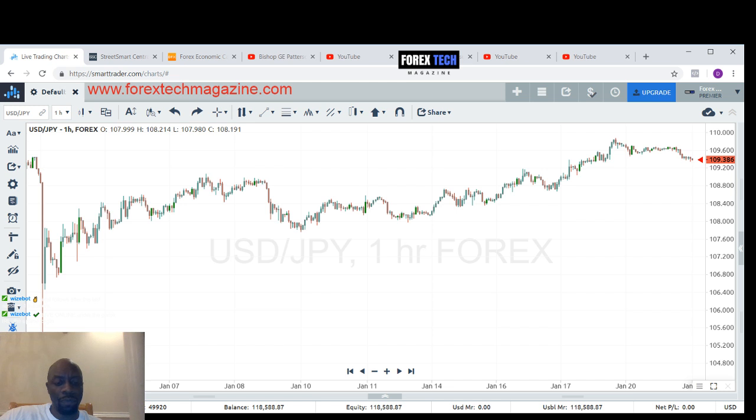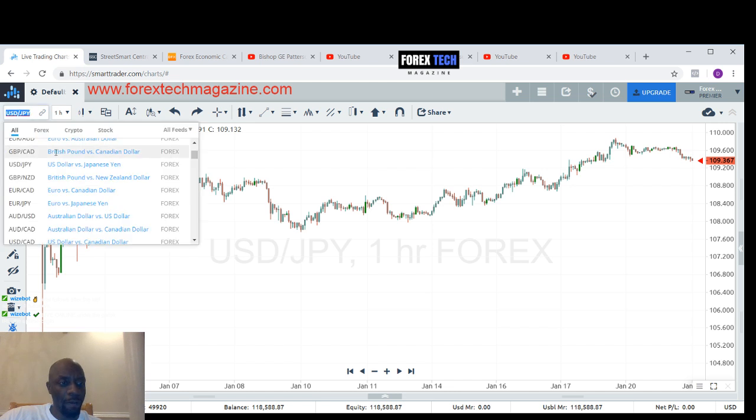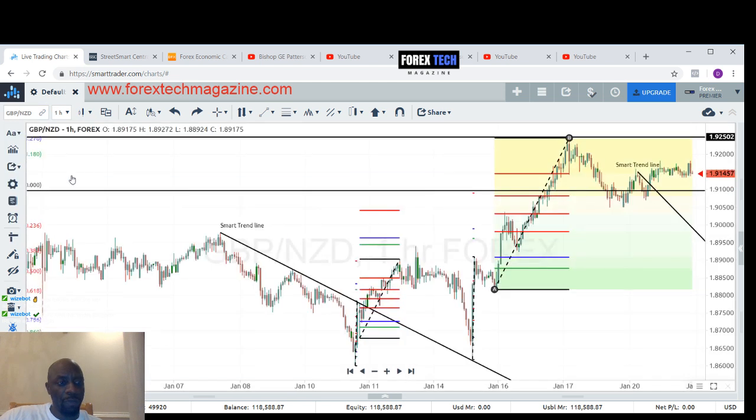So let's jump on over here. Now, first thing we're going to look at is, my bad. Not this one. This is the US dollar, Japanese yen. We're not looking at this one. So let's get out of here. Let's look at the Great Britain pound and New Zealand dollar.